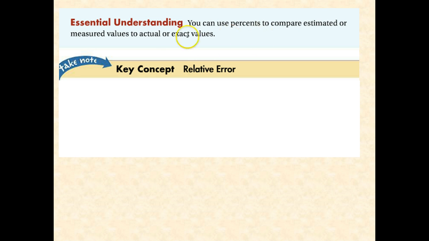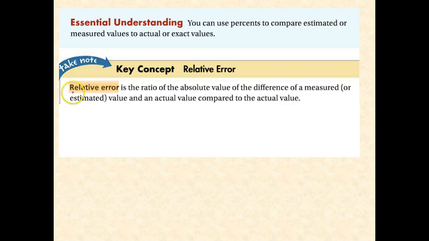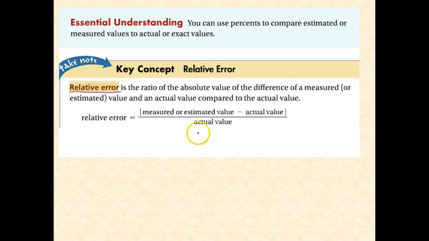Okay, so we can use percents to compare estimated values, or actual or exact values. Relative error is the ratio of the absolute value of the difference of a measured or estimated value and an actual value compared to the actual value. That was a lot of words. Let's see if we can make some sense out of it.